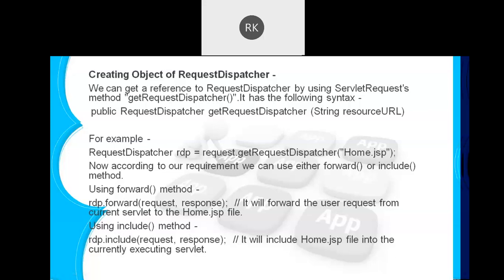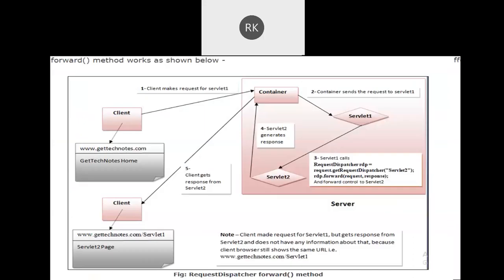The request will be sent to the home.jsp page. Let's suppose we have used the include, like we are saying RD.include. In that case, what will happen? Whatever the output of the current page is, it will also be included with the output of the home.jsp. So it will have a combined output of the current page where you define this request dispatcher code as well as the output of the home.jsp. These are the two things that can be done using the request dispatcher.